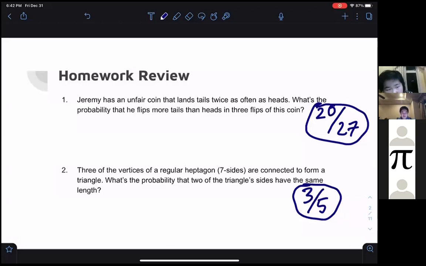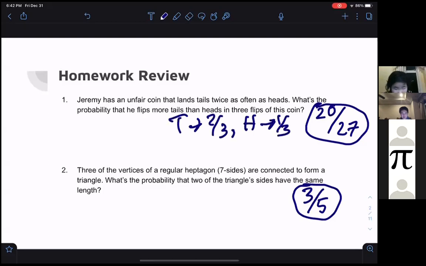First, Jeremy has an unfair coin that lands tails twice as often as heads. What's the probability he flips more tails than heads in 3 flips of this coin? I'm just gonna go over all of these myself. If he flips tails twice as often as heads, the two outcomes, heads and tails, sum to 1. So that means tails has probability 2/3 and heads is 1/3. Pretty straightforward.